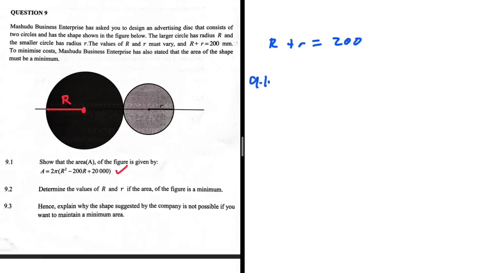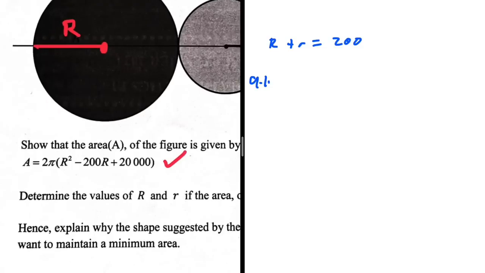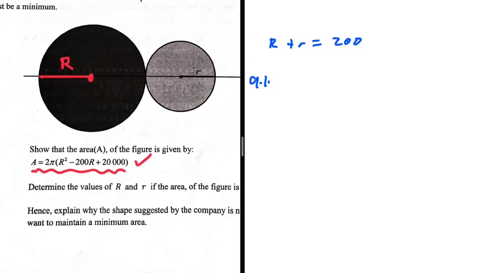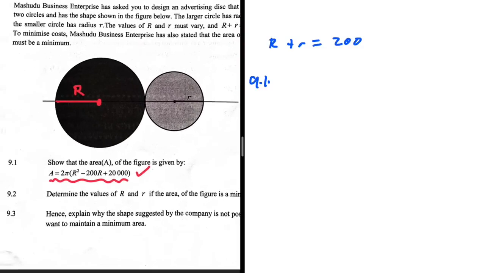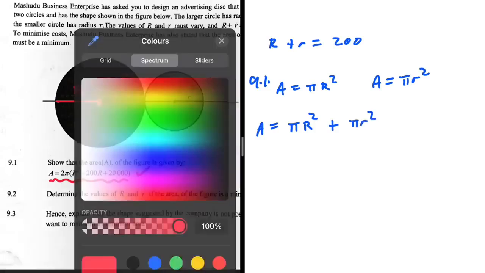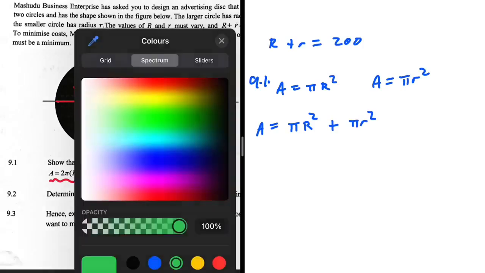And then 9.1, we're supposed to show that the area of the figure is given as this equation here. So let's take a look. We have the bigger circle and the smaller circle, right? So the area of the bigger circle will be pi R squared, and the area of the smaller circle will be pi r squared. But we need the area of the entire figure, so that is going to give us the area of the figure being equals to pi R squared plus pi r squared. Okay, that's somewhere to start. That's somewhere we can start.